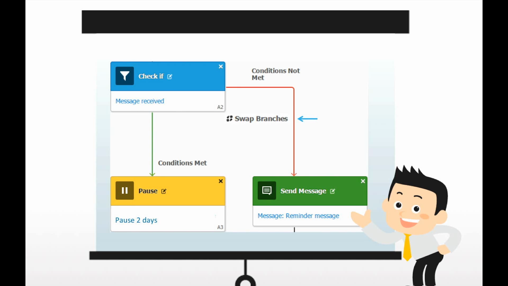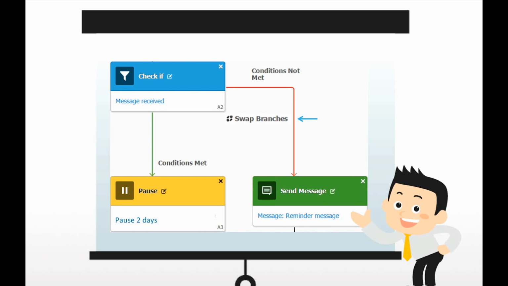Check if and wait for are the only 2 tiles that result in 2 branches. What does that mean? Let us use check if as an example. If we were to tell the system to check if a contact received the message, there will be 2 different groups of contacts. One with contacts that received the message and another that didn't. The branches let you see the different groups so you can respond to them accordingly.